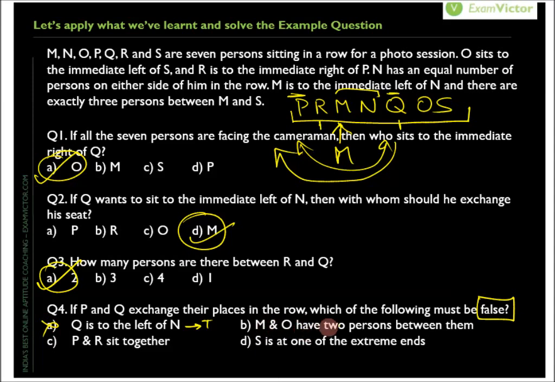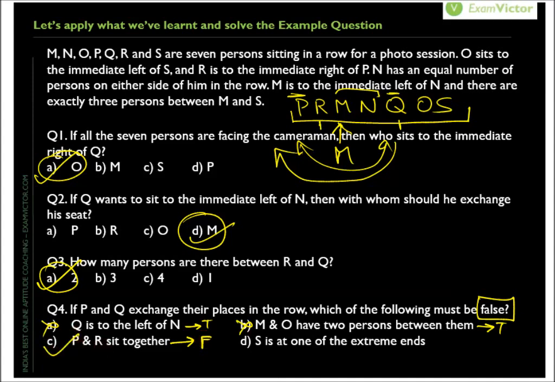M and O have 2 persons between them. So M and O are unaffected because they do not change their positions at all. And that is still true. M and O would have 2 persons between them. So this is also true. And this is not the answer. P and R sit together. So obviously this is the answer because P and R were sitting together earlier. Now that Q has come here, P has gone there. So P and R no longer sit together. So this is false and this is our answer.